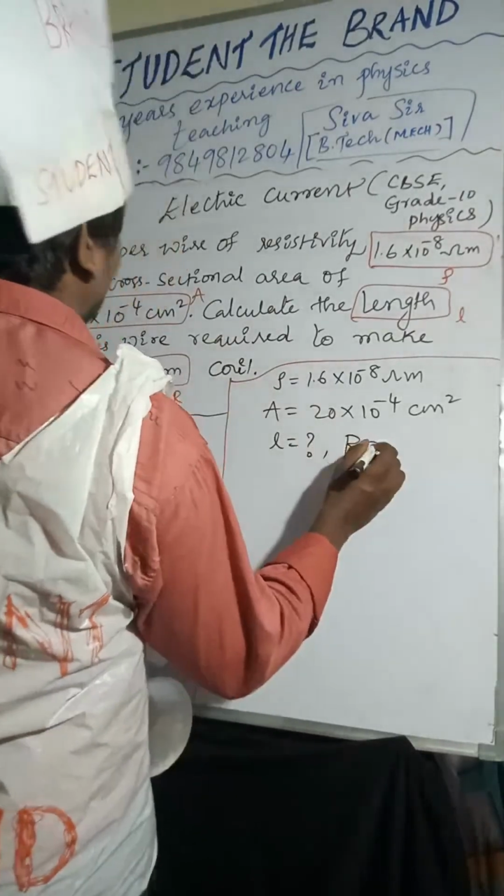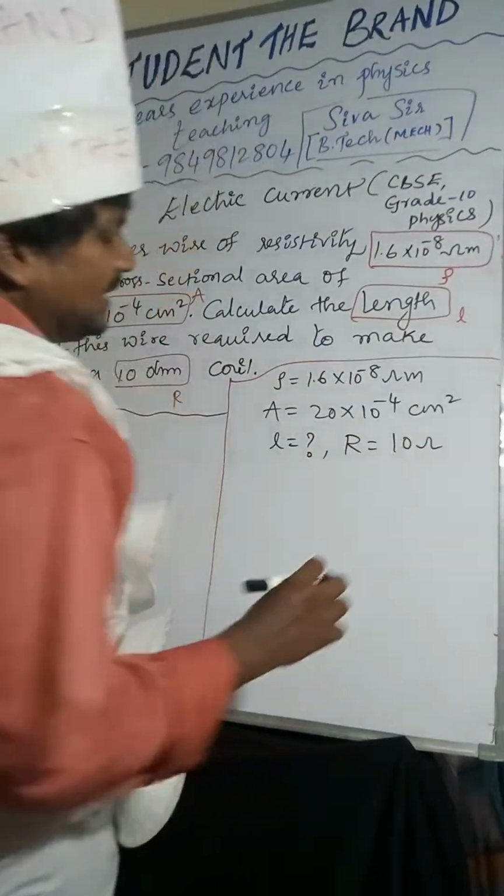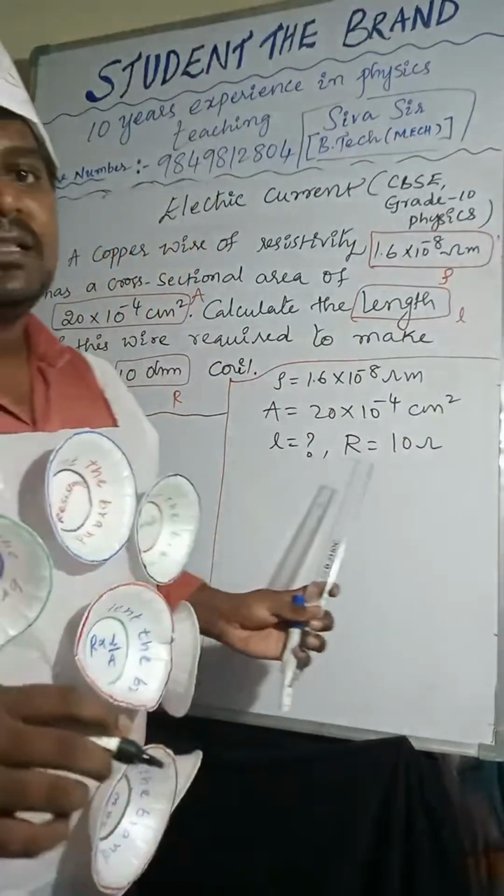Resistance is how much? 10 ohm. So this is the given data.